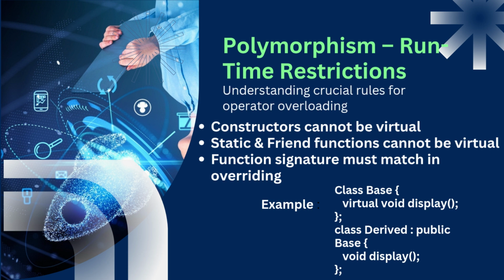Finally, for a function to be successfully overridden in a derived class, the function signature must match exactly, including the name, number, and type of parameters, and return type.